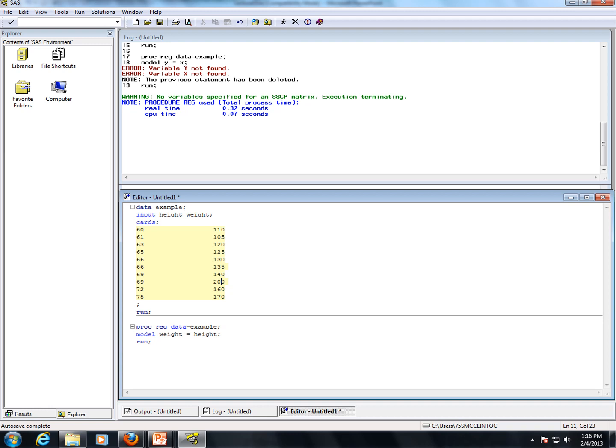Proc reg uses a model statement. The model statement is like the heart of most statistical modeling procedures. There are a lot of statistical modeling procedures, and most of them use the model statement. It works in sort of the same way. You put the y variable on the left, you put an equal sign, you put the x variable on the right. Or variables, as we'll see in future lectures.